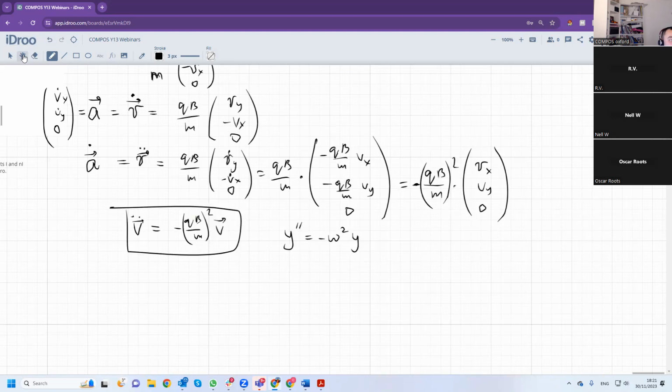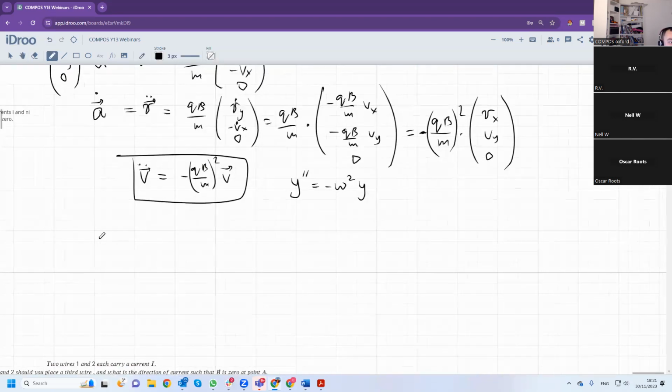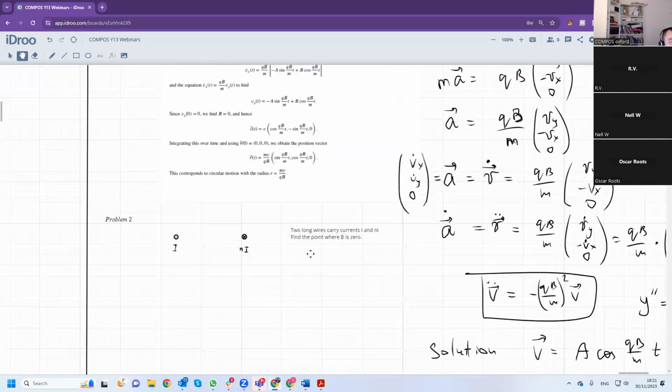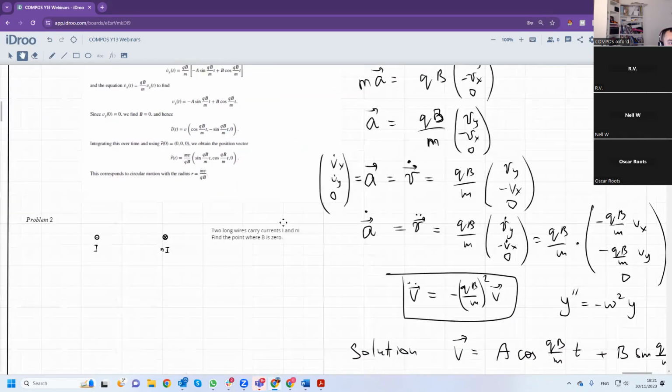So the solution to this equation is v equals A cos(qB over m t) plus B sin(qB over m t). I believe that's what it says here as well.